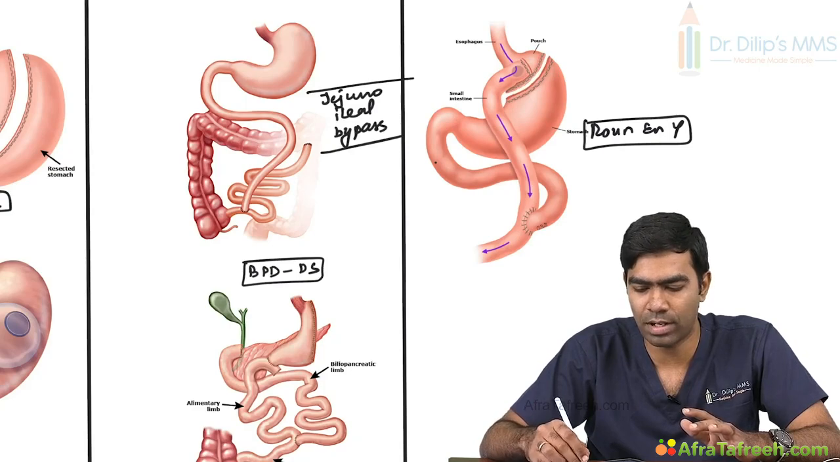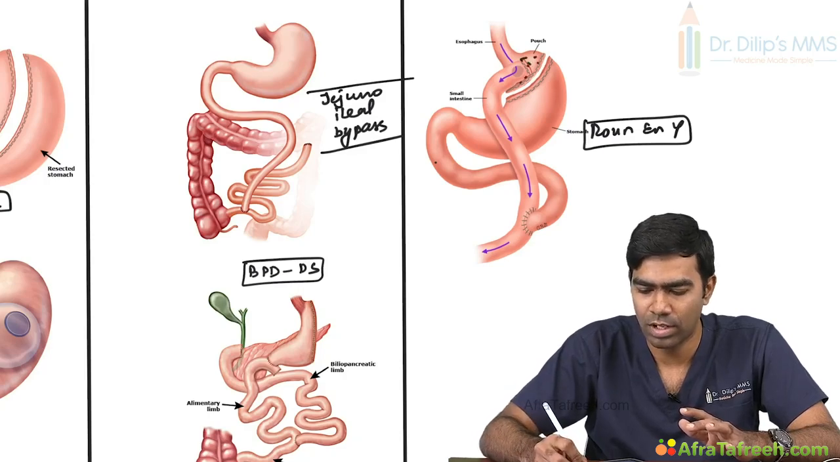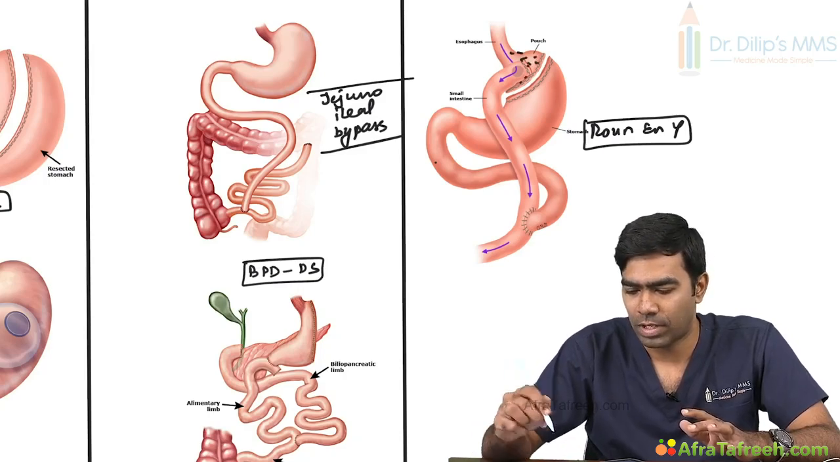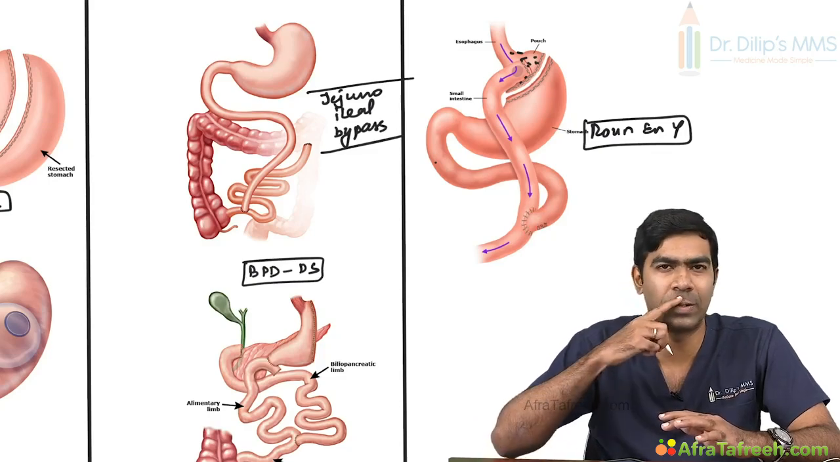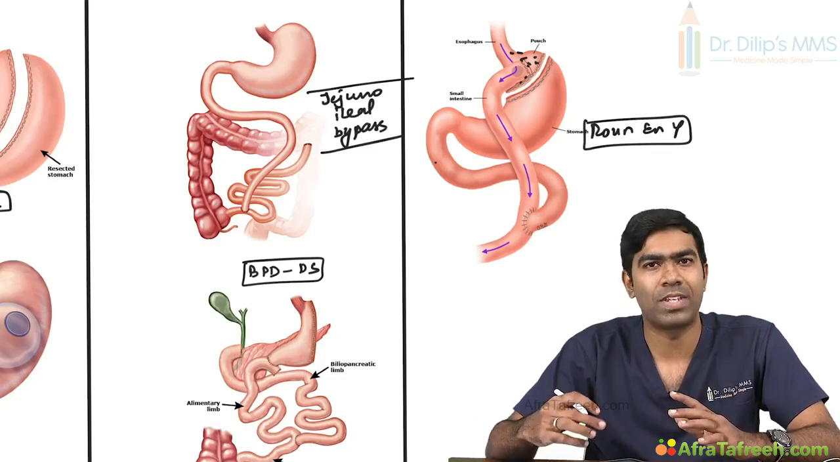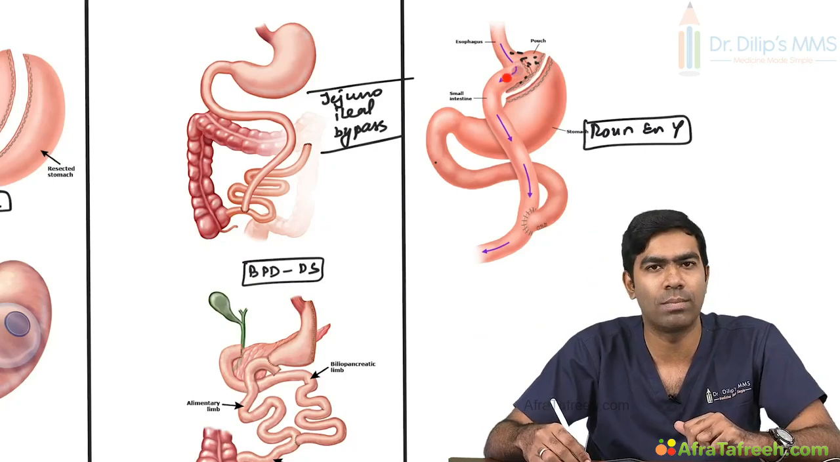So you're going to staple it and produce a small pouch, which means your stomach can receive only so much food. After that, you're going to make a second resection at the jejunum, just distal to the ligament of Treitz, and the distal portion you're going to take up and anastomose to the pouch that you have created.